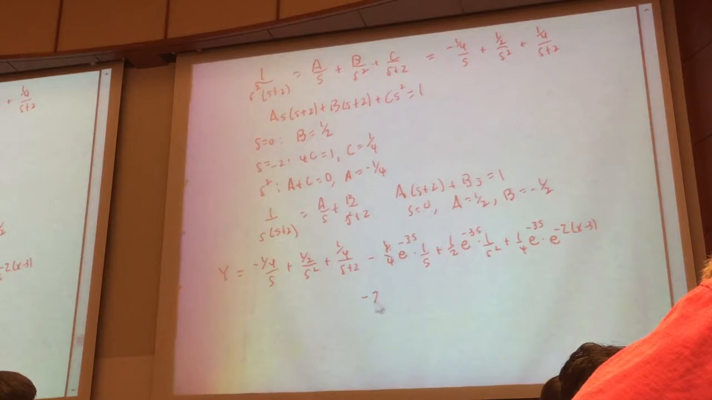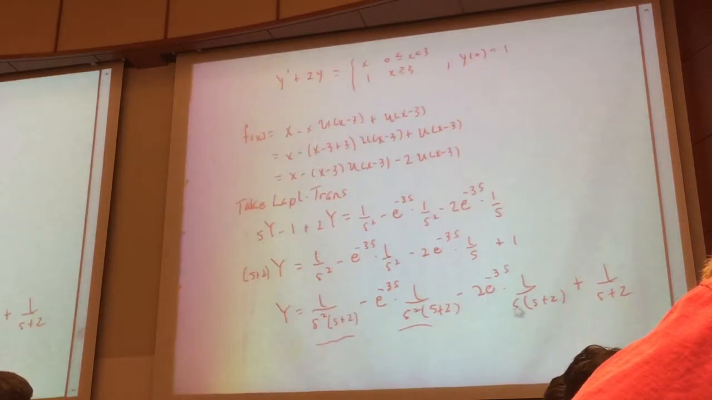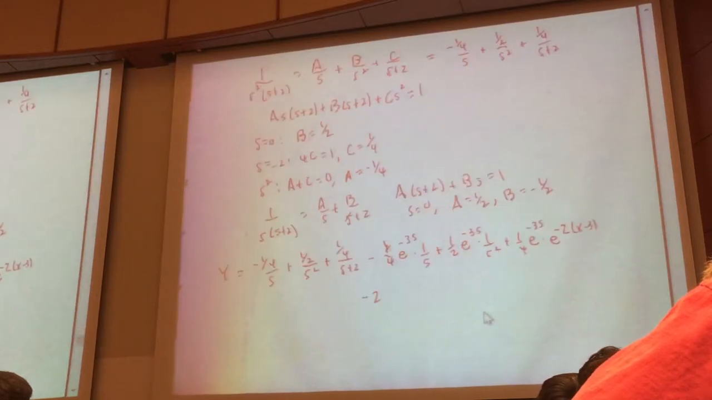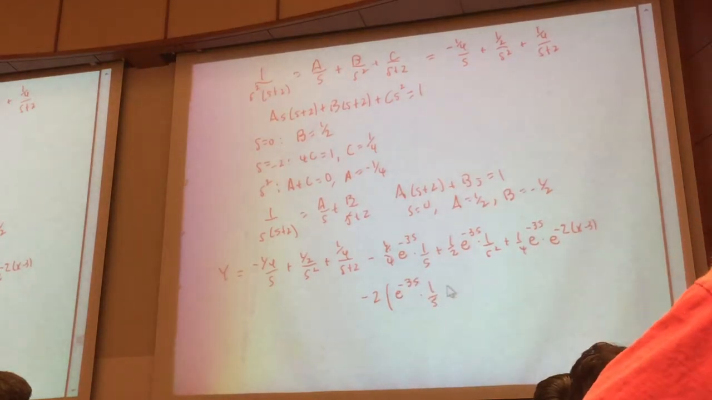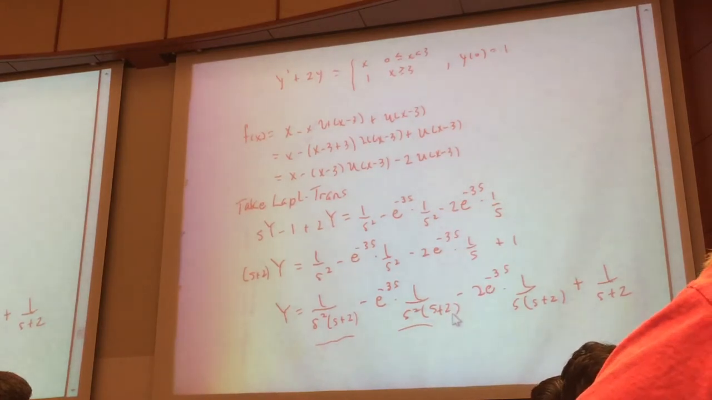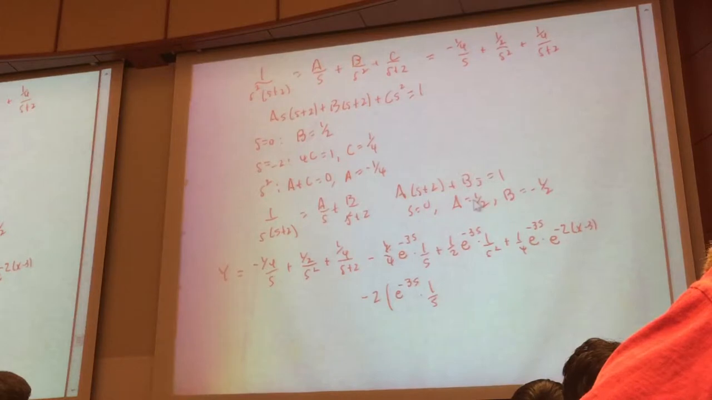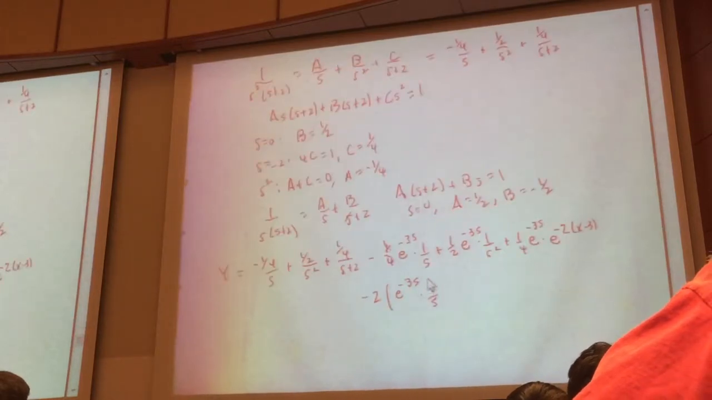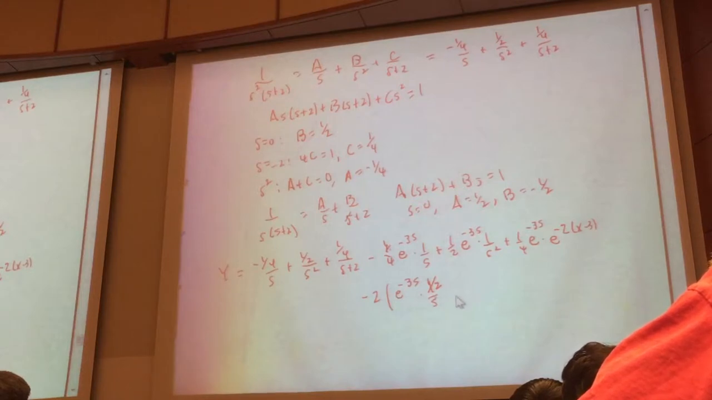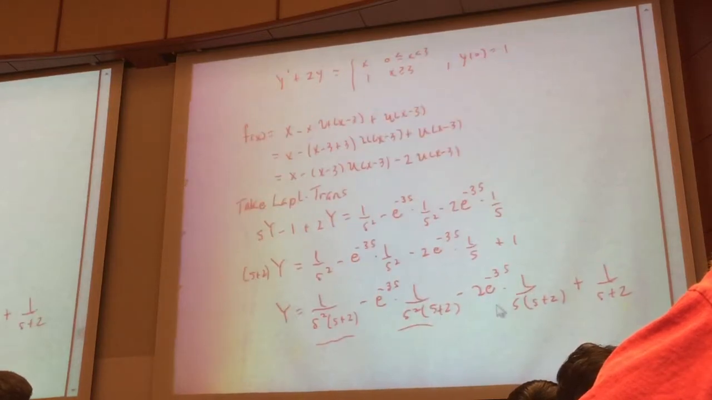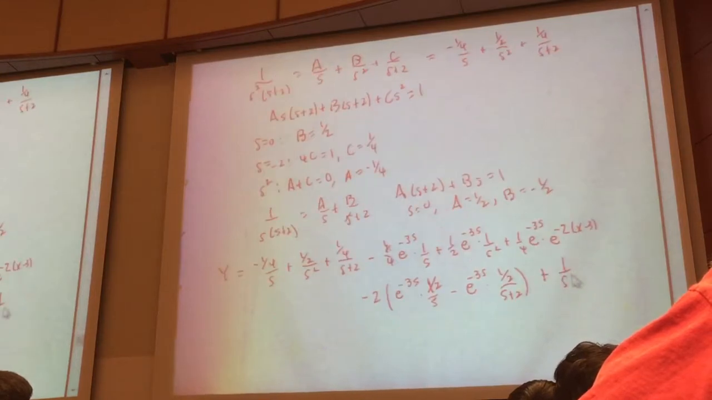Now we have minus 2, and we have e to the minus 3s times, I'm sorry, it's not a 1 over s, it's 1/2 over s. Minus e to the minus 3s times 1/2 over s plus 2. And that takes care of this term. And then I have plus 1 over s plus 2. Wow.